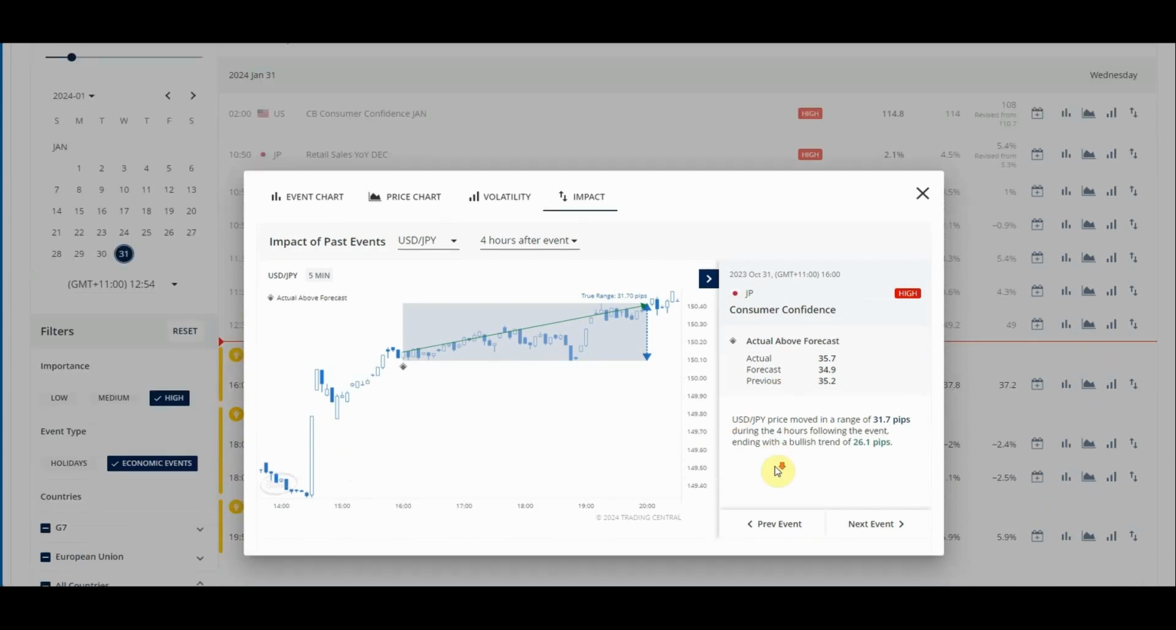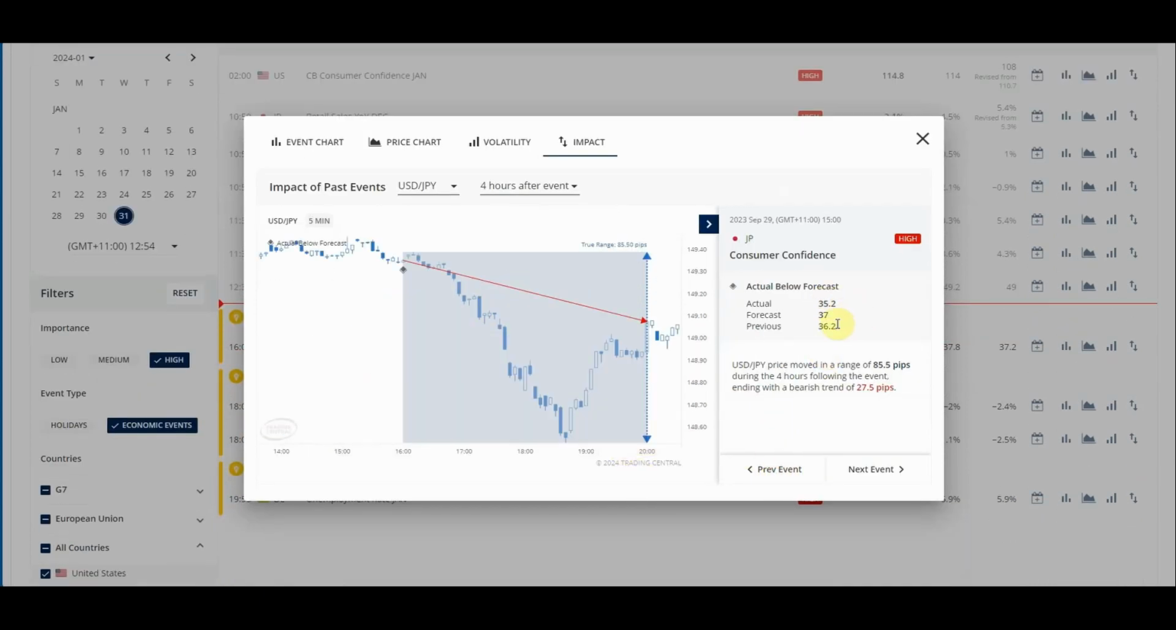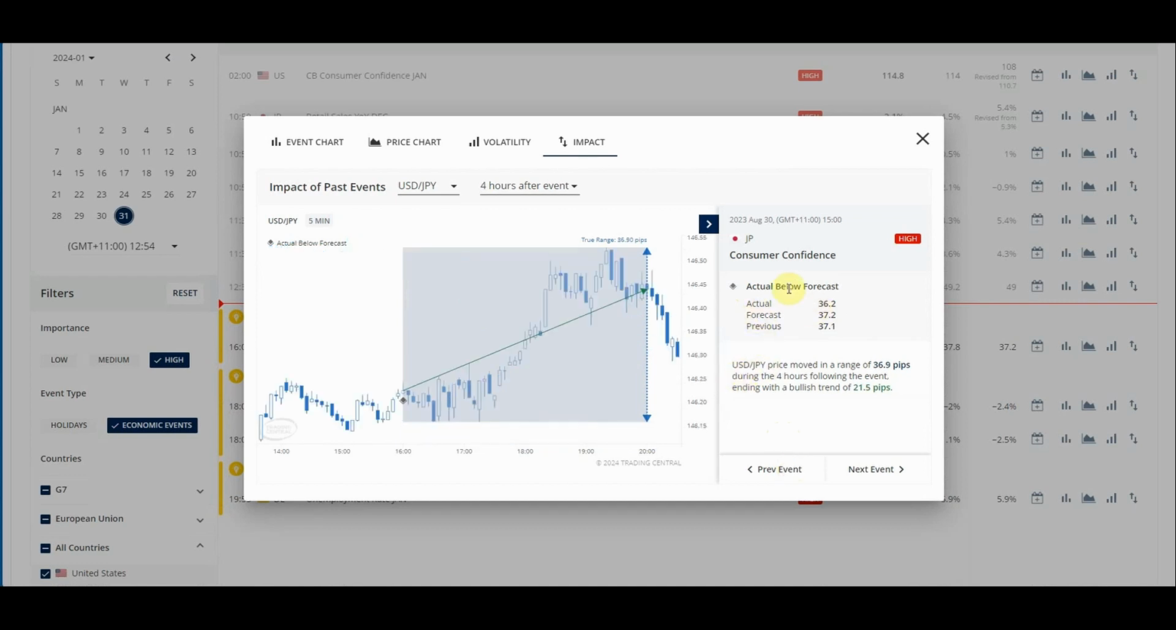Now we're going to step back into a different scenario. So the actual was below forecast, and as we can see, the market went up a little and then dropped. So the actual above or below the forecast really has an impact according to these charts. And it's really good to know because as soon as you have the actual versus the forecast, the actual data will kind of indicate to you on the particular pair that you've researched whether you're expecting the market to go up or down over the coming 4 hours.